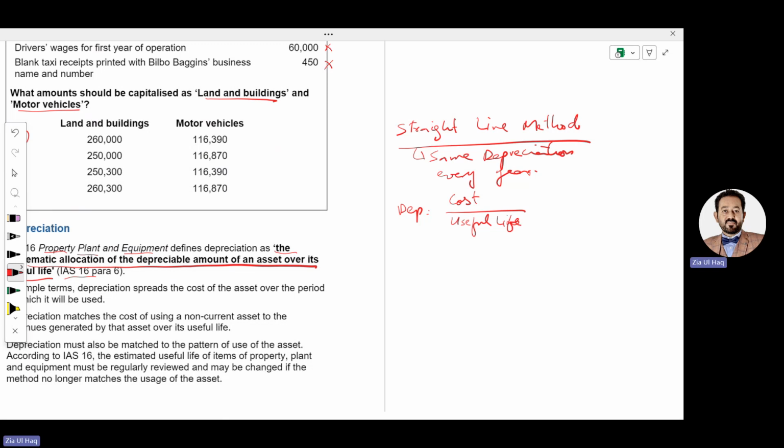You have bought an asset for 100,000. Its useful life is 5 years, so 100,000 over 5, which is 20,000, will be the depreciation every year. But the main formula is cost minus residual value over useful life.